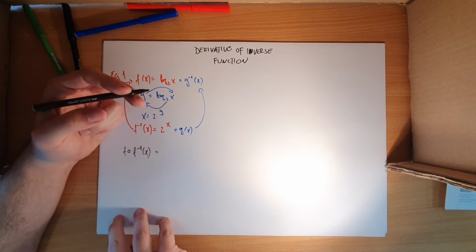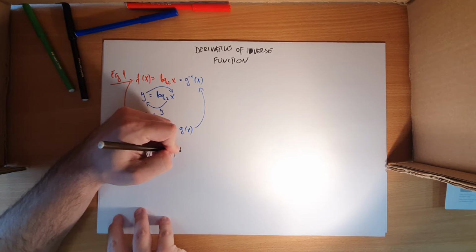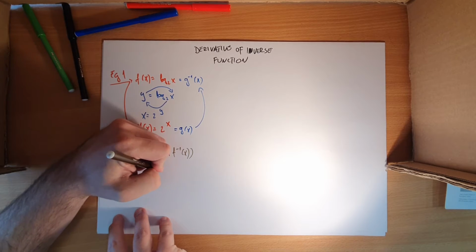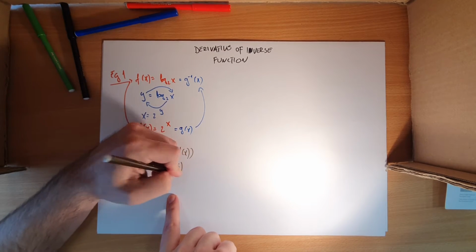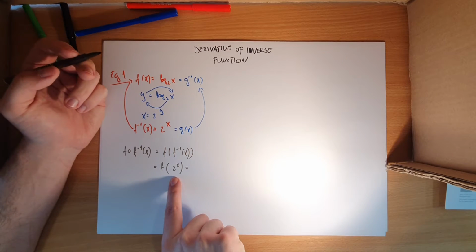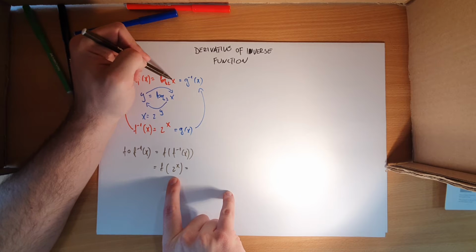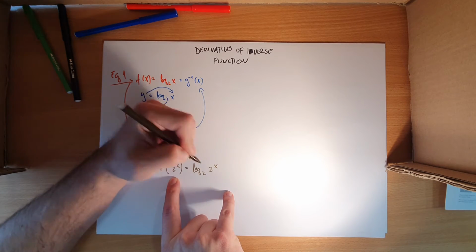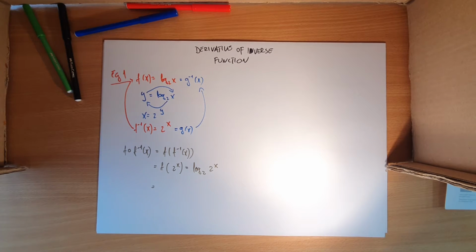So f of f to the power of minus 1 of x, where f to the power of minus 1 is actually 2 to the power of x. So what does this mean for us? We have to, instead of x, use 2 to the power of x. And this is logarithm base 2 of 2 to the power of x. Now we are not done with this form, because we can simplify it. Why can we simplify it?